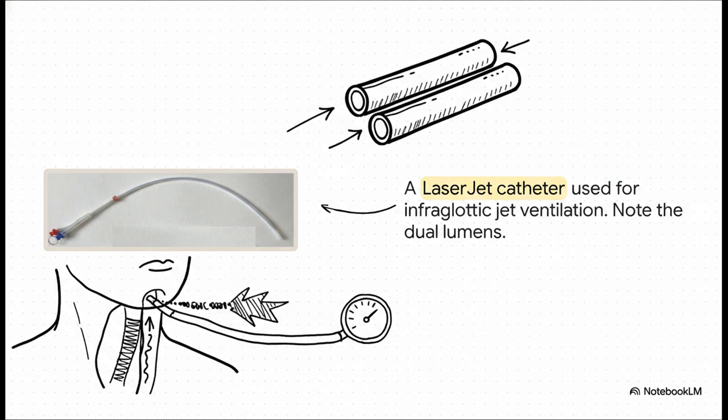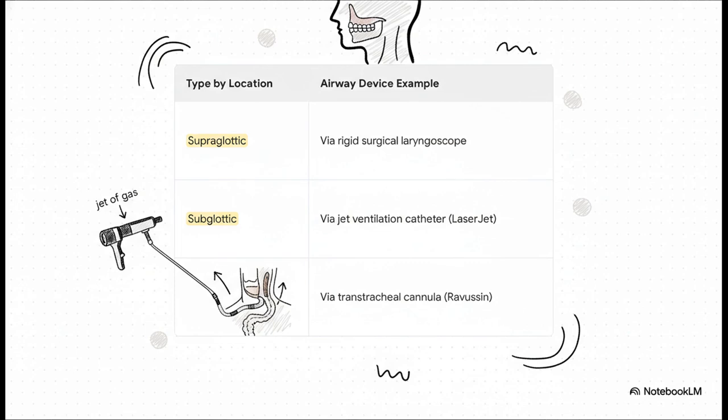It's for monitoring airway pressure so you can hopefully avoid barotrauma. And this table just breaks down the 3 main ways you can deliver jet ventilation. The choice really depends on what the surgeon needs and the patient's anatomy. Supraglottic is great for a lot of laryngeal surgery, but subglottic and transtracheal techniques give an even clearer view by keeping all your gear completely below the cords.